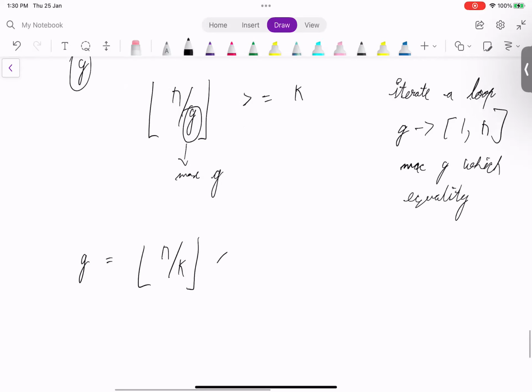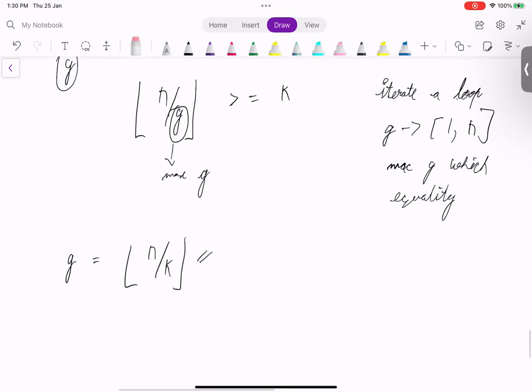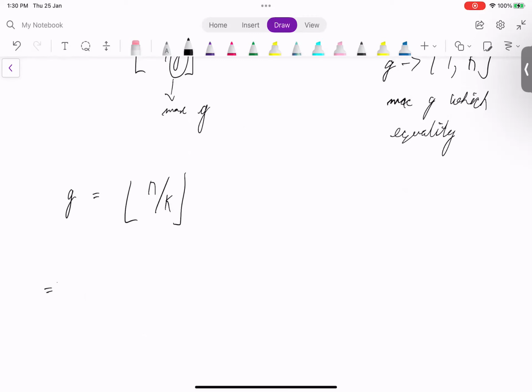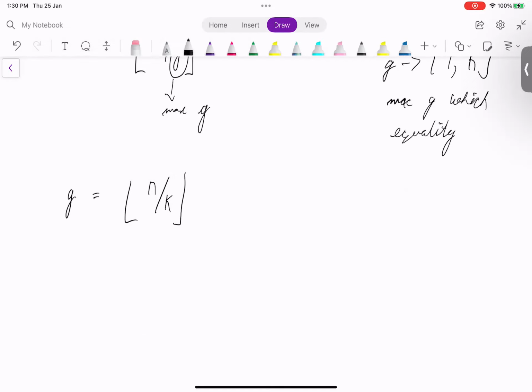So let's say we deduce G either by this or by iterating a loop and finding the maximum G which satisfies the inequality. Then we know that this particular G is the maximum possible GCD among all the exactly K-sized subsets of the given set of numbers 1 to N. Now we need to print any one K-sized subset which has GCD G.